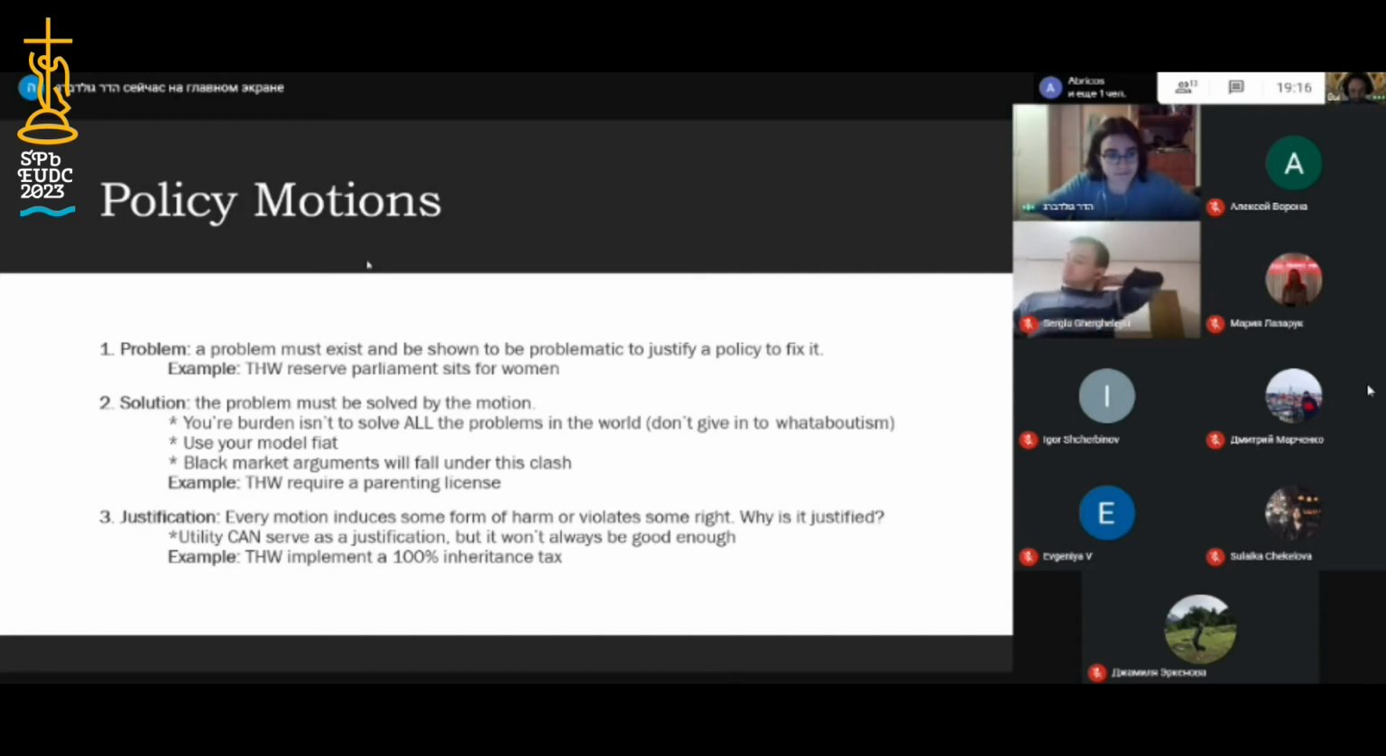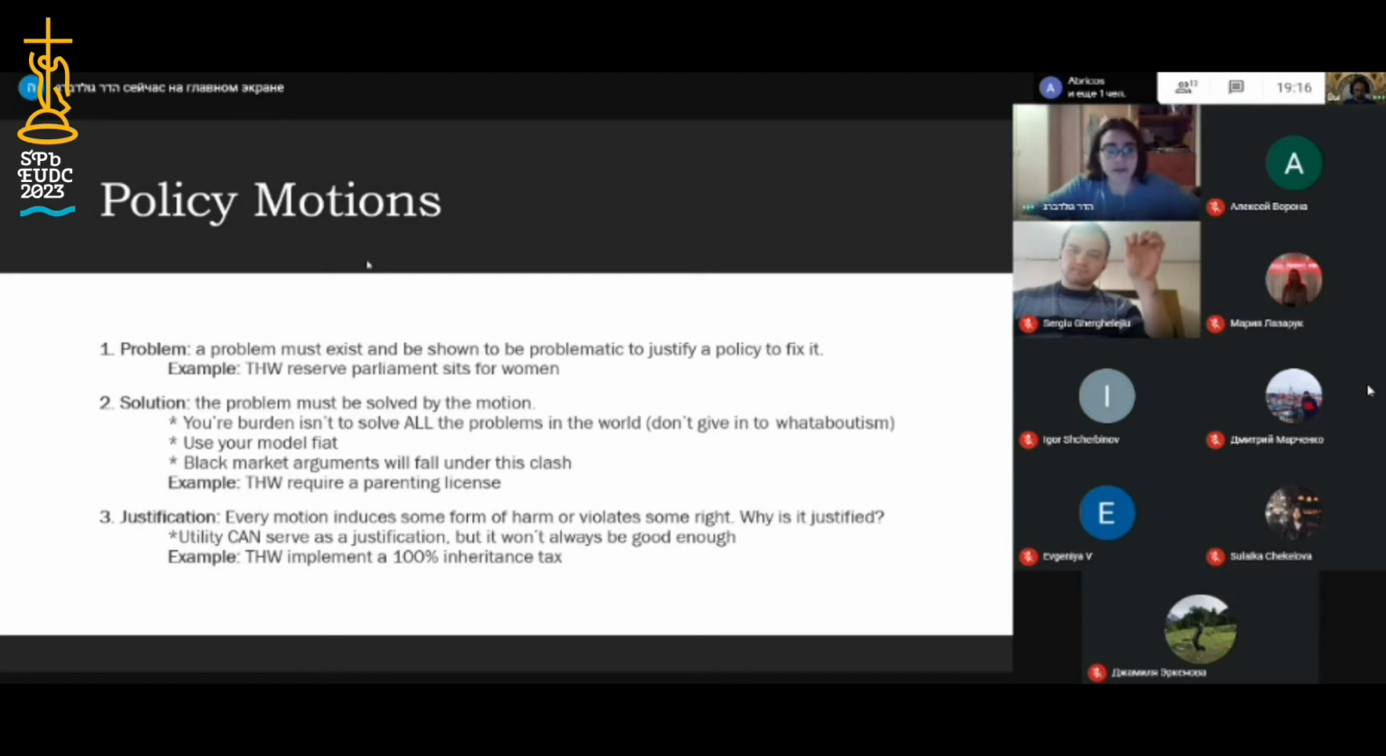So, in other words, in order to prove a problem, it's not enough to prove that it exists factually speaking, but we also need to prove the problematic nature of it. So in this example, I would probably want to show why a representation of women in parliament is important. So maybe men don't know women's issues well enough or don't care about women's issues well enough and therefore can't represent them, and so on and so forth. So first burden, to prove a problem, both its existence and its importance.